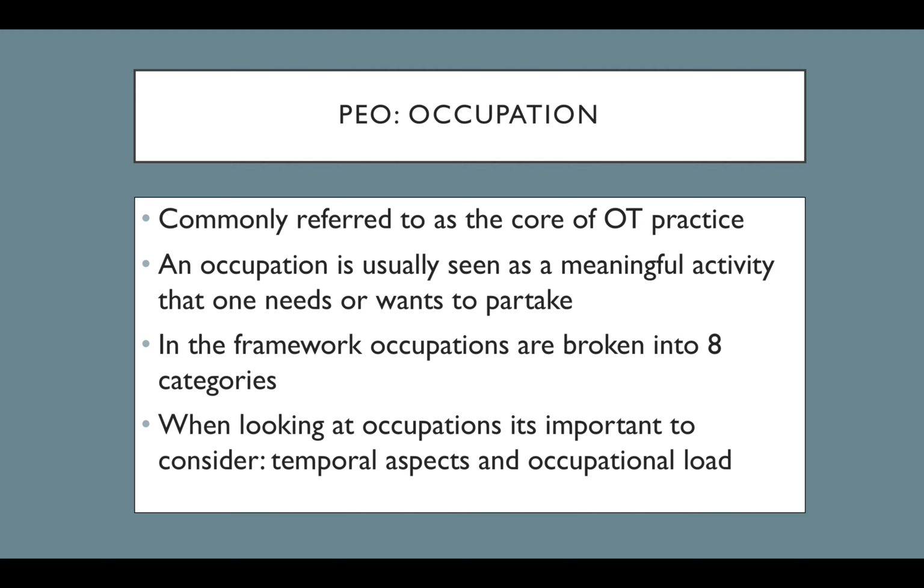And there are two other things to consider when looking at occupations, and these are the temporal aspects and the occupational load. So the temporal aspect of occupation is just considering time when looking at occupations, because this often plays a role in people's habits, patterns, and routines. And then occupational load is the number of roles, tasks, and occupations that an individual undertakes in a specific time frame, whether this is a week, a day, an hour, a year, however long it may be. And this is really important to consider for OTs because time and occupational load change as people go through having a disease or going through an injury. So those are just really important things to consider when looking at a client.